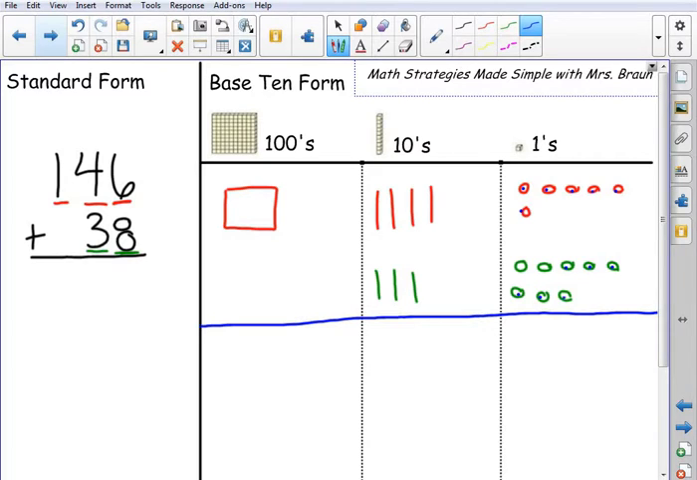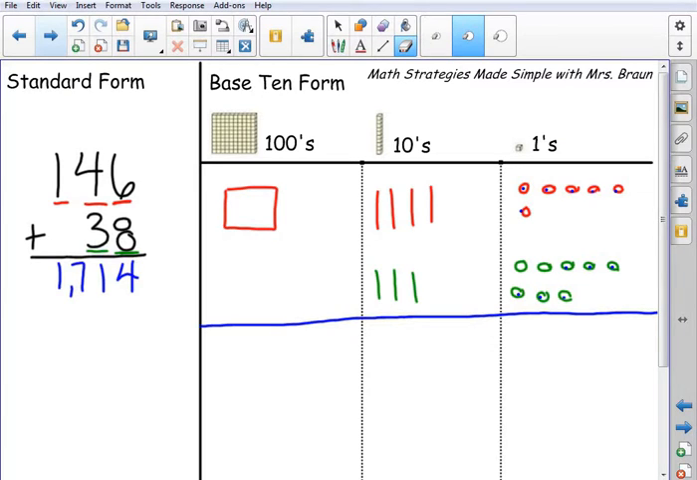I cannot write 14 in the ones place because what would happen if I continue to add, I would get this answer, 1,714, which does not make sense and is not correct because I do not have 1,714 represented here in the problem or in my representation. So I've got to do something, and what I do is I regroup.